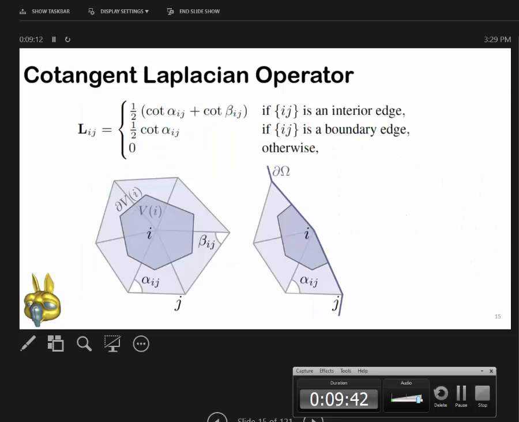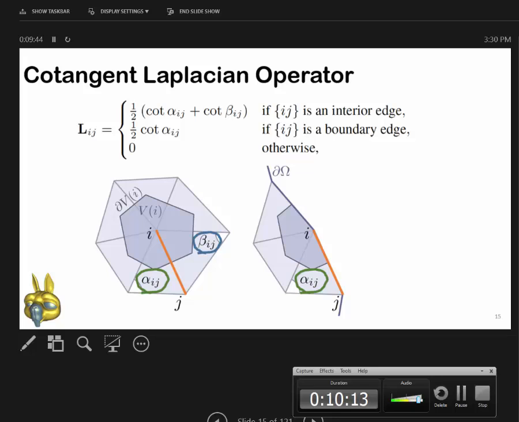Well, let's analyze why. The familiar cotangent Laplacian is assembled by first simply looking at the neighbors of each vertex. For each edge ij, we use the opposite angles alpha and beta. We just put these cotangents of alpha and beta at the corresponding entries of matrix L. If the edge ij is on the boundary, we only use the cotangent of alpha.